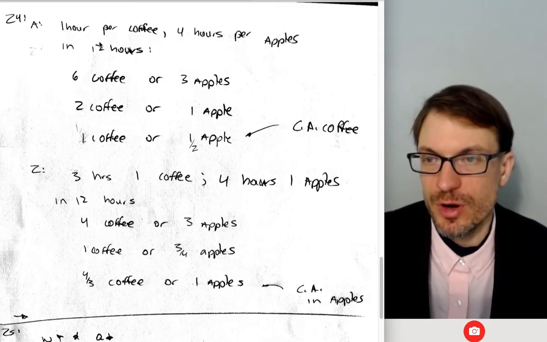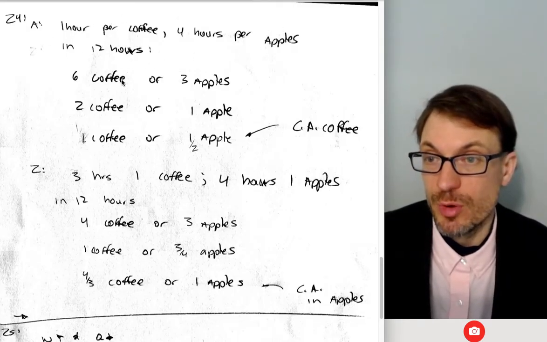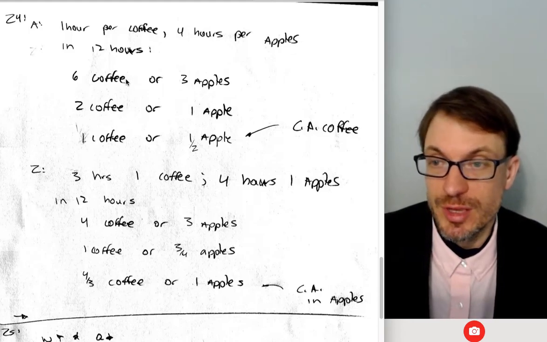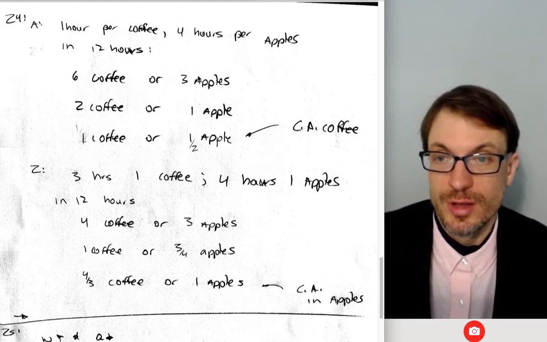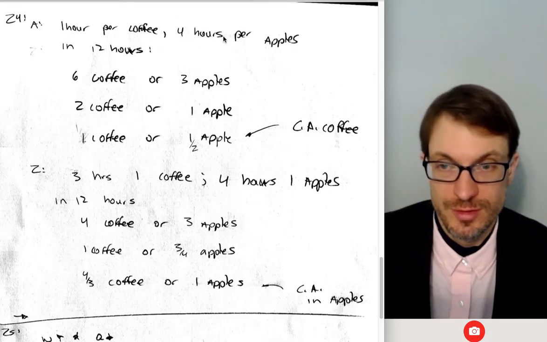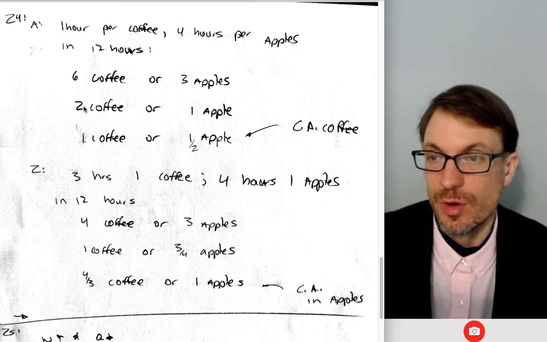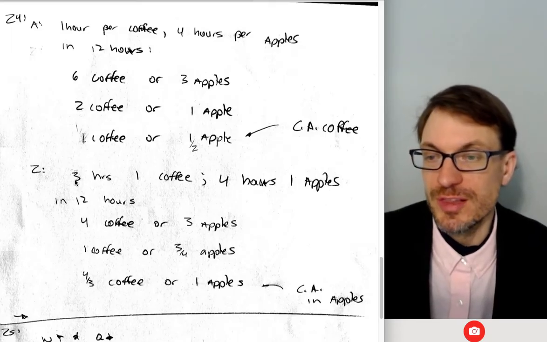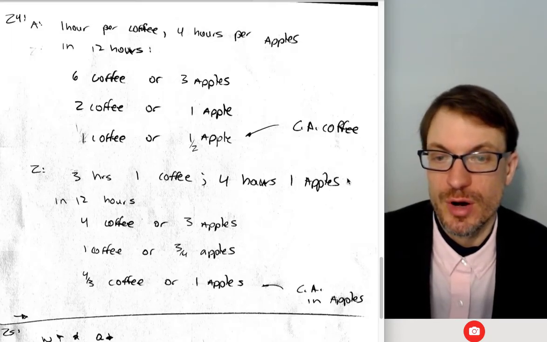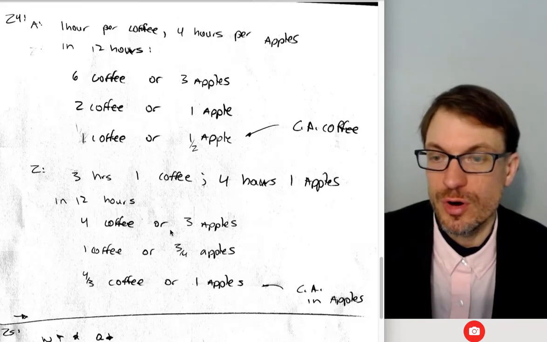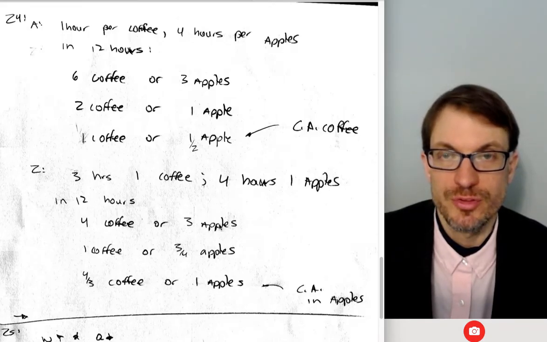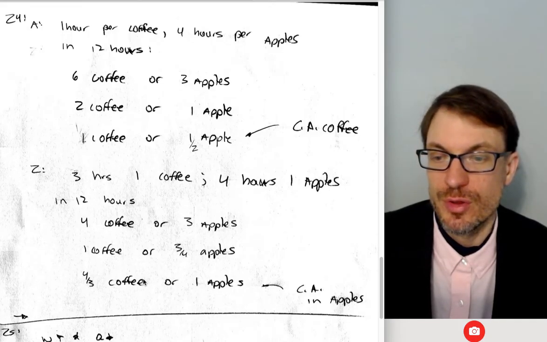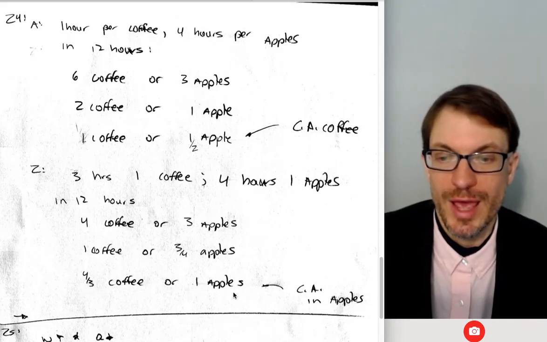So 1 hour per coffee, well, there's 12 hours available, which means in Antigo, they can produce 12 coffees or 3 apples, because it costs them 4 hours per apple. Or 6 coffees or 1.5 apples, or 1 coffee or 1/4 apple. For Zealand, it's 3 hours per 1 coffee, 4 hours per 1 apple. In 12 hours, that's 4 coffees they could make, or 3 apples. So it's 1 coffee or 3/4 apples, 4/3 coffee or 1 apple.